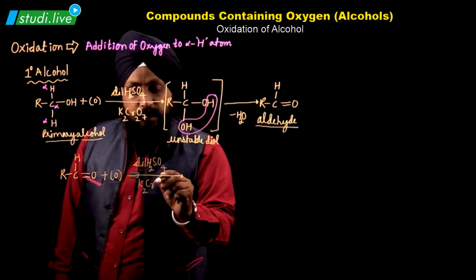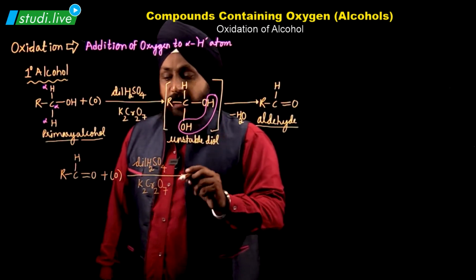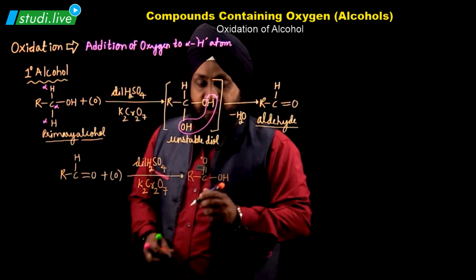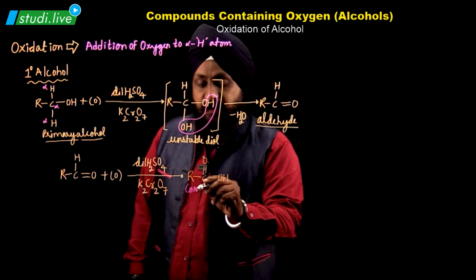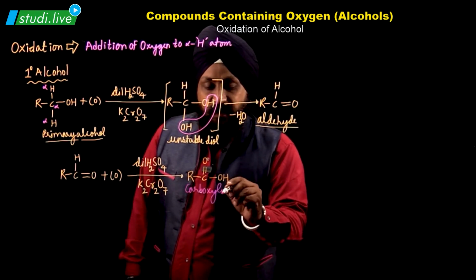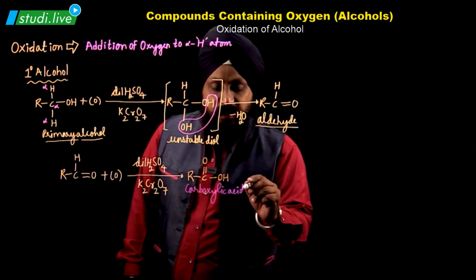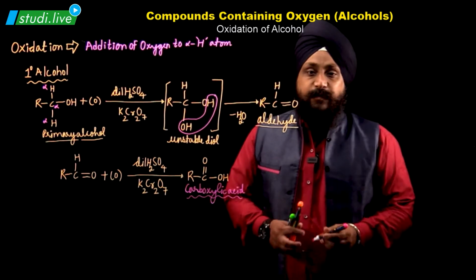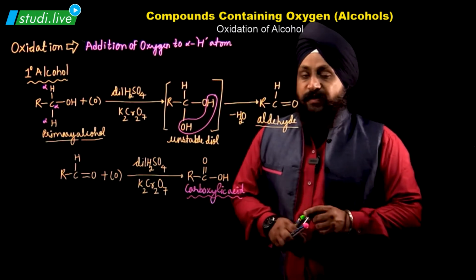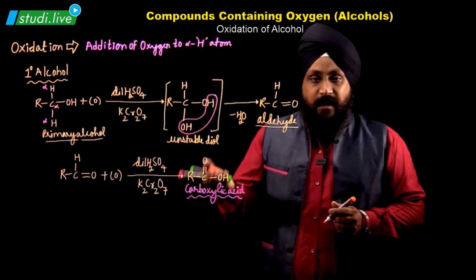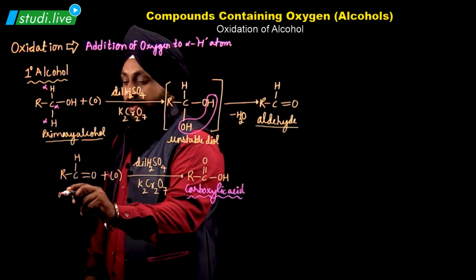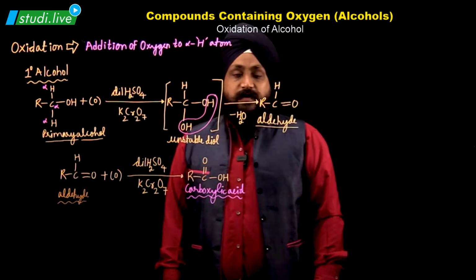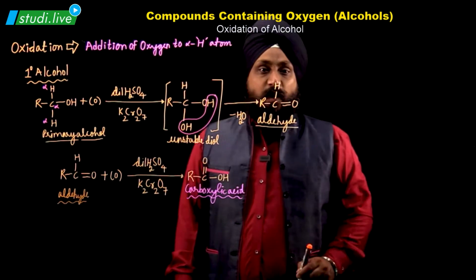Here it is K2Cr2O7, and here it is R, C, double bond O, and OH. What is this, students? This is your carboxylic acid. So primary alcohol on oxidation using acidified potassium dichromate gives aldehyde, and the aldehyde on further oxidation gives you carboxylic acid with the same number of carbon atoms.